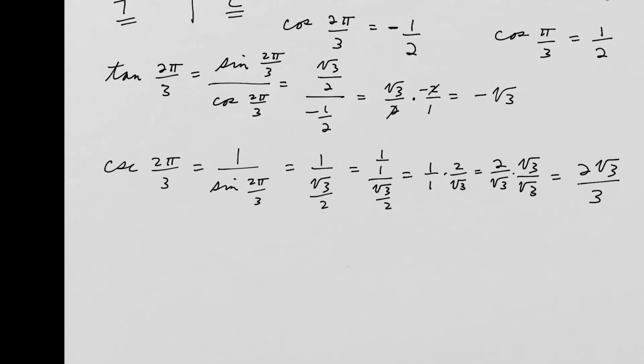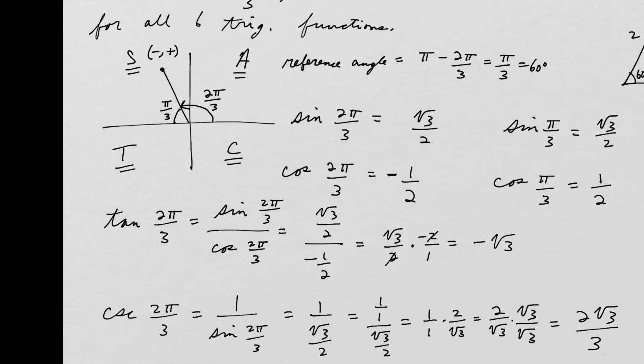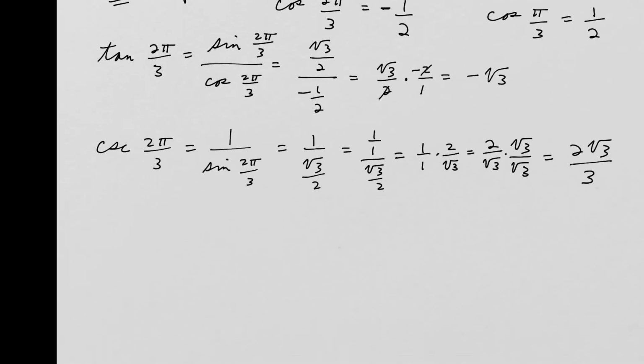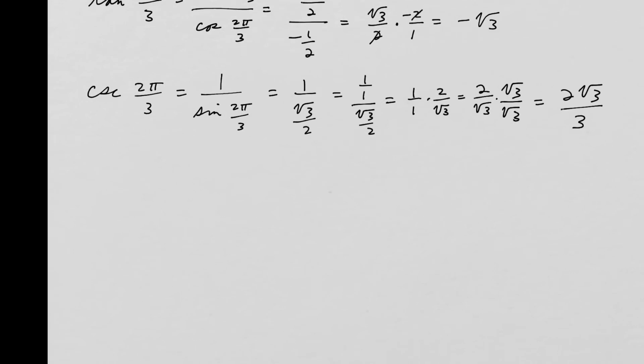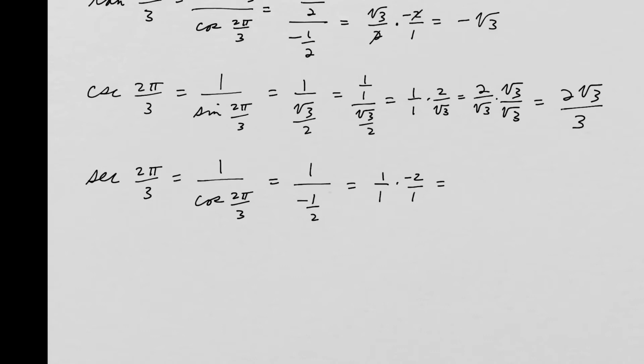In fact, in that second quadrant, sine is positive, right? All students, sine is positive. And the inverse, 1 over sine, also has to be positive. So cosecant is also positive. Everything else is negative. Okay, so next was secant. Well, remember that's 1 over cosine. But cosine was negative 1/2. So what's 1 divided by negative 1/2? Well, again, I could write this as 1 over 1 times, and then flip the second one. So this is just negative 2.